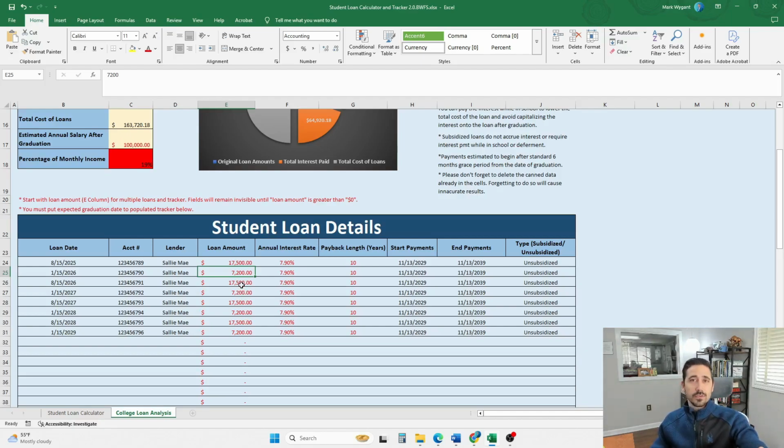It doesn't really assume for any type of tuition increase or anything else like that. But for the purpose of this drill, we're going to leave it exactly the same. So this is pretty standard. Loan in the fall, a loan in the winter, a loan in the fall, a loan in the winter, for all the time that you're in school.